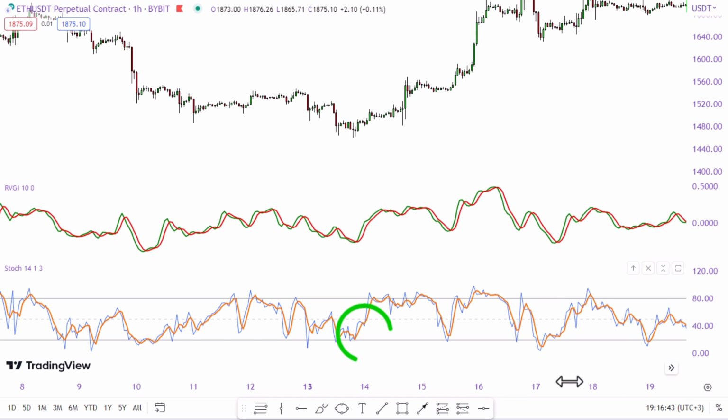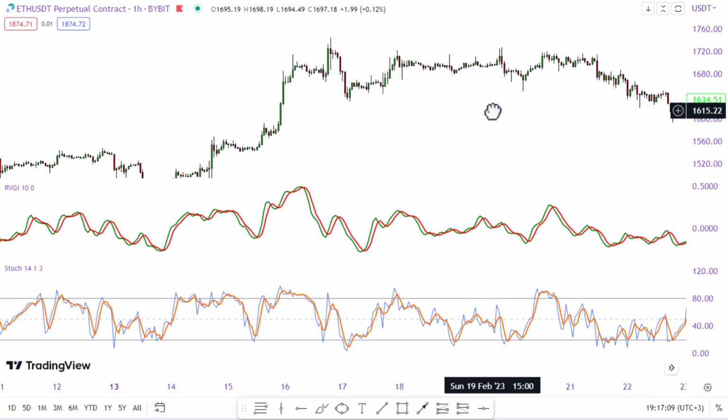First, the buy signal is generated when the %K line of the stochastic crosses above the %D line. Second, the stochastic is above 50 after moving higher from the oversold zone. Third, the RVI line is above the signal line.